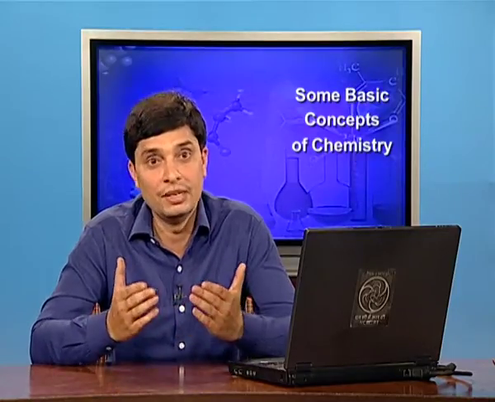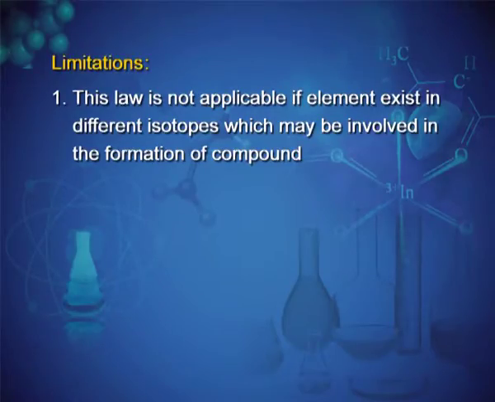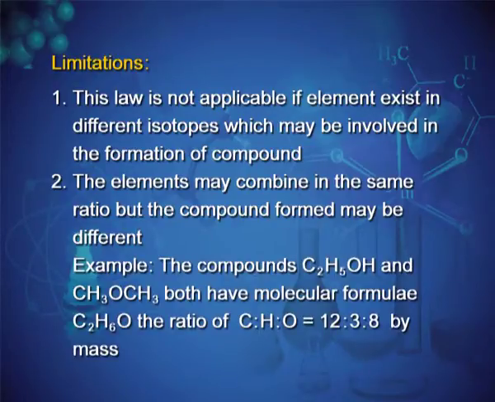There are certain limitations of this law also. The first is that this law is not applicable if the element exists in different isotopes, which may be involved in the formation of compounds. Second, the elements may combine in the same ratio, but the compound formed may be different. We will take an example. Compounds like C2H5OH, that is ethanol, and CH3OCH3, that is dimethyl ether, both have the molecular formula C2H6O.